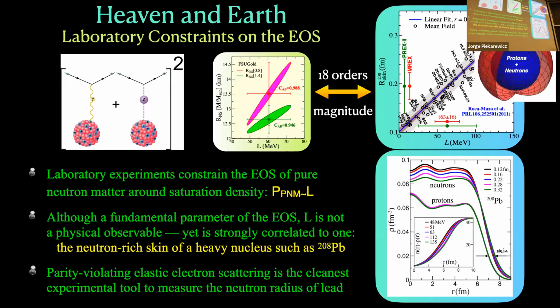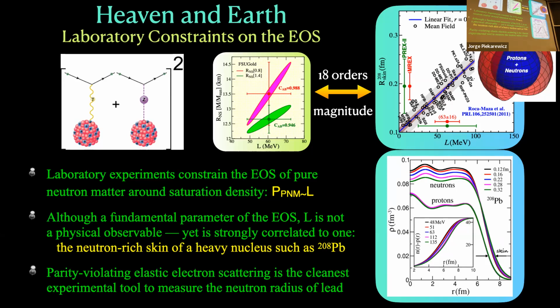Okay, so then what happens here on Earth? So at the very beginning, I was alluding to this quantity L, which is essentially the pressure of pure neutron matter. And the question is, how do I determine a quantity which is not a physical observable, but has an enormous impact on the physics of the neutron star? So basically, what we came up with is a correlation between 2 quantities, this quantity that we're after, and this quantity that we call the neutron skin of lead-208.